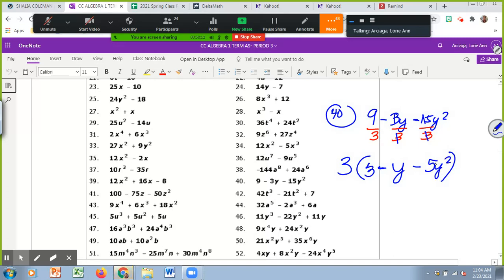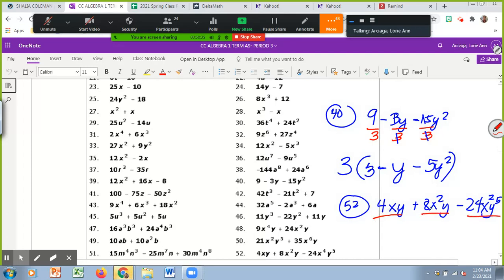Okay, let's try 52. 52 has multiple variables: 4xy plus 8x squared y minus 24x^4 y^5. Man, that's a lot. Okay, let's see.